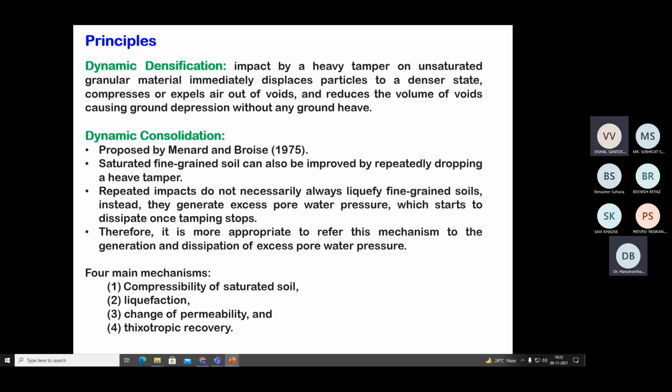Sir, for consolidation, we require static load, no sir? Why is it named dynamic? If you go for 1D consolidation, that is a static loading condition. That's why it is called dynamic consolidation. A similar way of load is applied in the case of clay material, saturated fine grained soil.